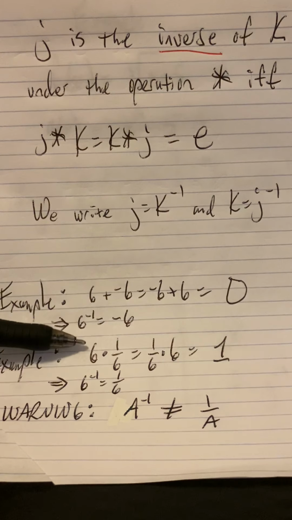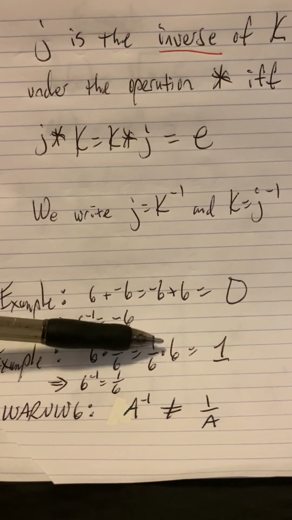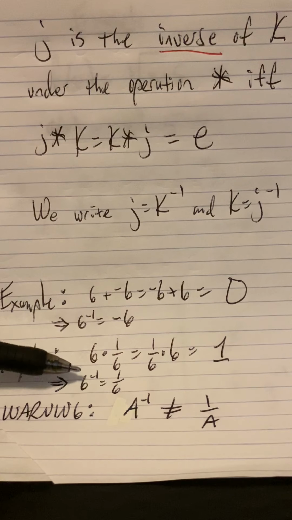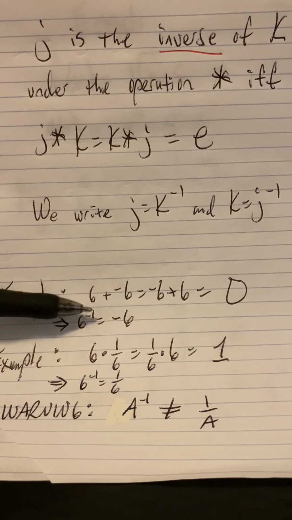For multiplication, reciprocals are inverses. So 6 times 1 over 6 is equal to 1 over 6 times 6, which gives us 1. So notice they were reciprocals of one another. So the inverse of 6 is 1/6 in multiplication, but the inverse of 6 in addition is -6.